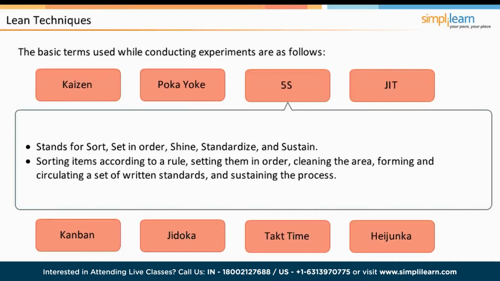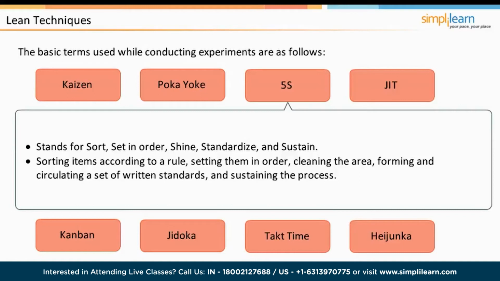5S is a set of 5 Japanese words, which translate to sort, set in order, shine, standardize, and sustain. This is a simple and yet powerful tool of lean. The sort principle refers to sorting items according to a rule. The rule could be frequency of use or time of use.